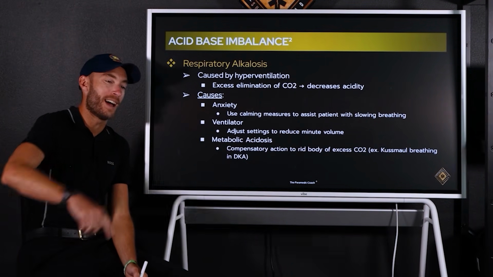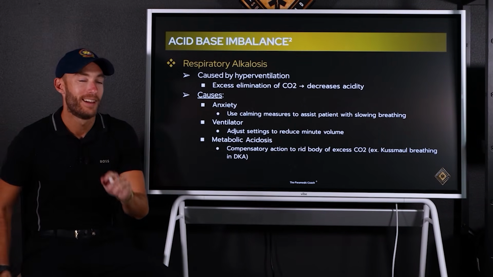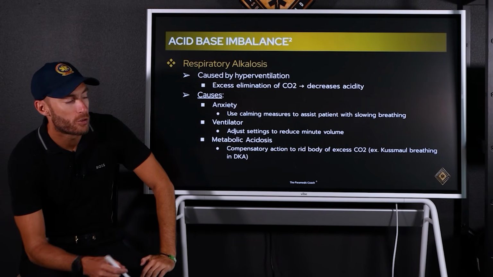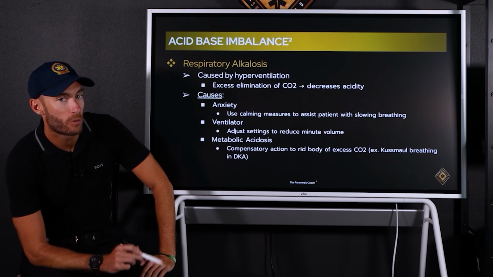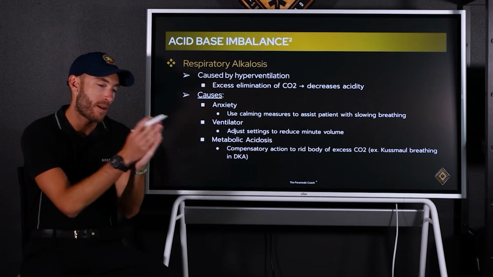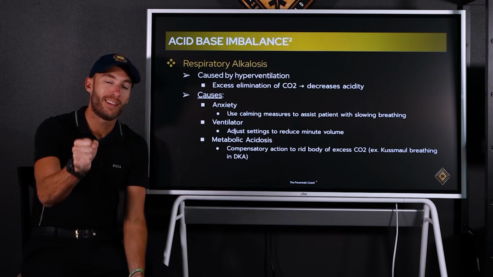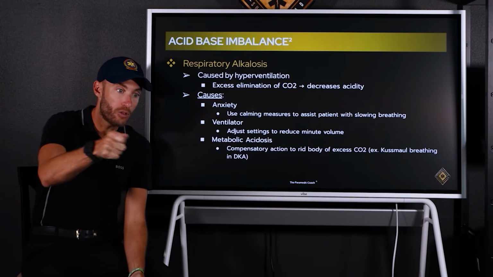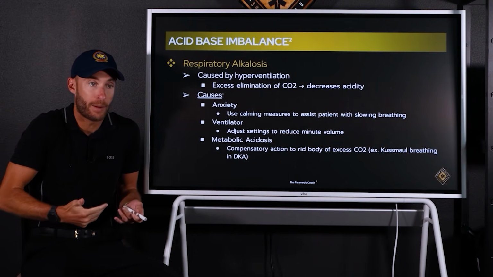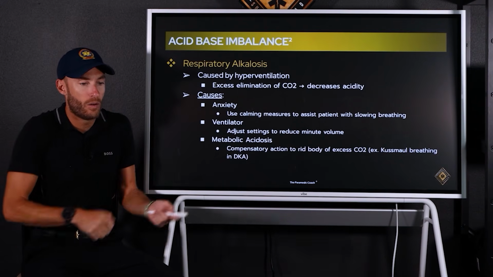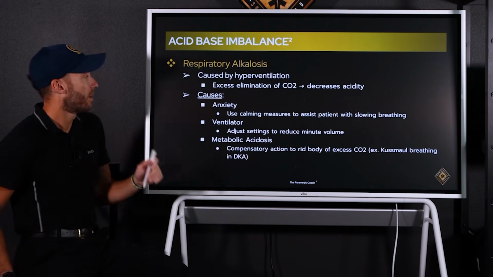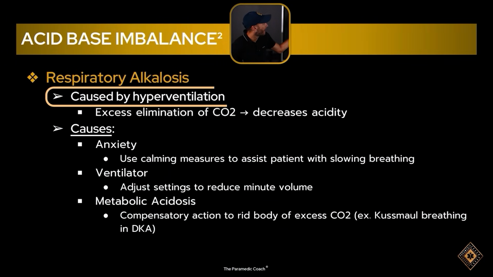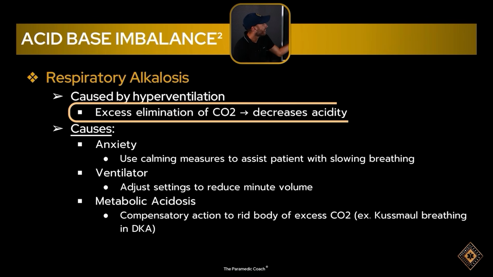Now, on the other side, now we got to think, okay? Respiratory alkalosis. Well, I'm telling you that respiratory is the culprit. On the other side of respiratory, I shared with you earlier that CO2 is an acid. So if I have too much of the CO2 in the body, what's going to happen? I'm going to get acidosis. I'm going to retain. What's alkalosis? Let's find out. Oh, it's the opposite. It's caused by hyperventilation. There it is. It's the excess elimination of CO2 decreasing acidity.